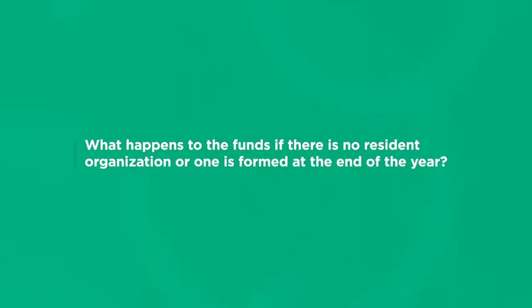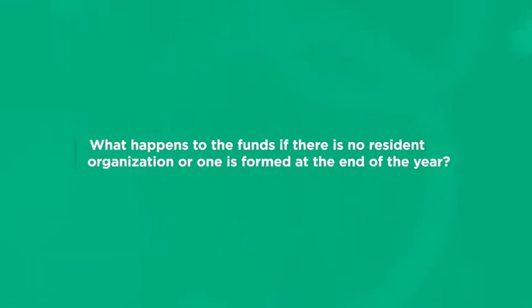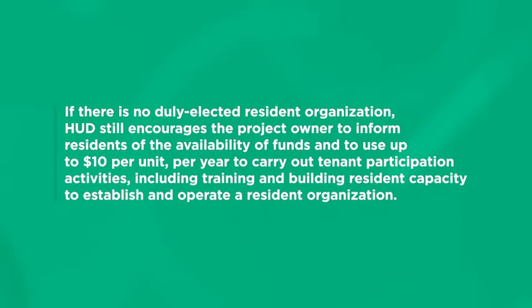If all of that falls into place, that is great. But what happens to the funds if there is no resident organization or one is formed at the end of the year? If there is no duly elected resident organization, HUD still encourages the project owner to inform residents of the availability of funds and to use up to $10 per unit per year to carry out tenant participation activities, including training and building resident capacity to establish and operate a resident organization.